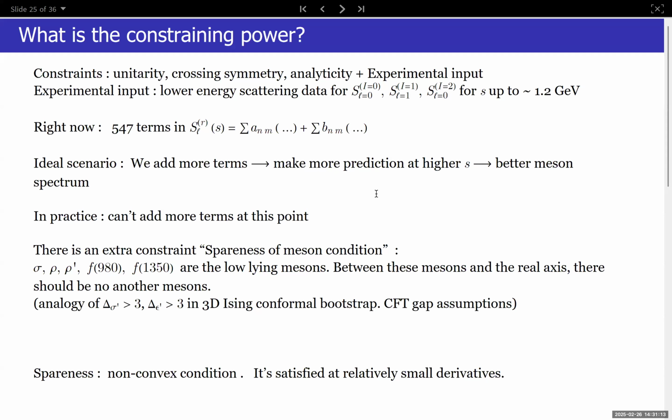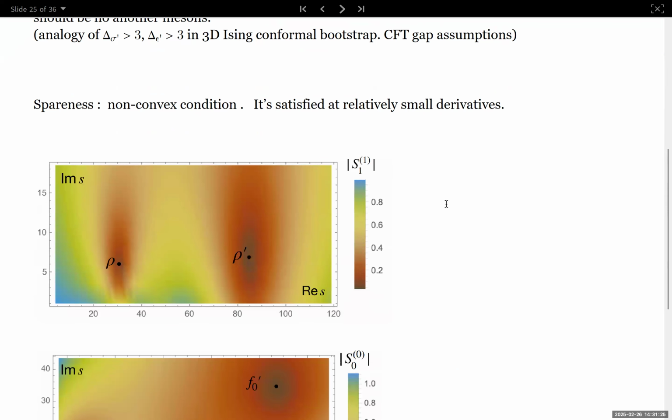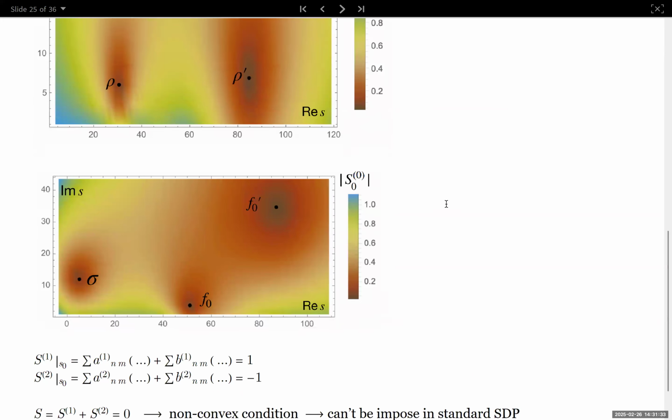In fact, I haven't told you the important constraint. This constraint is the sparseness of the meson spectrum. Namely, we should impose another constraint: in this region we should only have 2 mesons. Or in isospin, spin 0, isospin 1, we should only have these 3 mesons and no other meson.